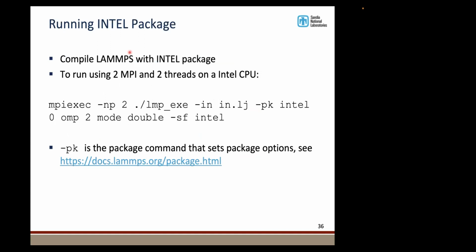Similarly, you have to compile LAMMPS with the Intel package, and then you set this suffix style, but then you also need to set a few Intel package options. So this -pk intel 0 omp 2 mode double, these are package options that are documented here. This is saying I'm going to use 2 OpenMP threads and double precision for my calculations.